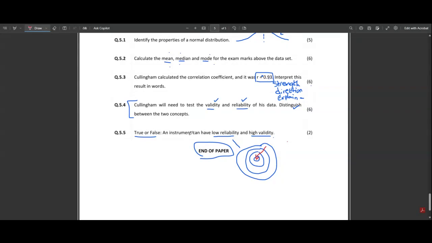Okay, so if you think about it, if a measure has low reliability, so it doesn't consistently produce the same results, it's not really possible for it to have a high validity, because how do you know you're testing what you're trying to test if you're not getting the same results?